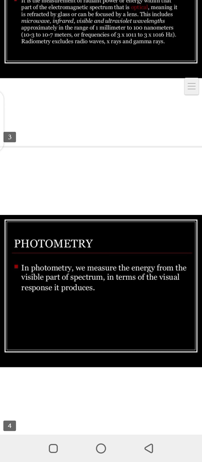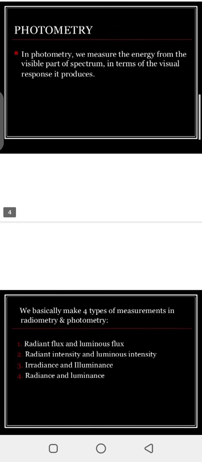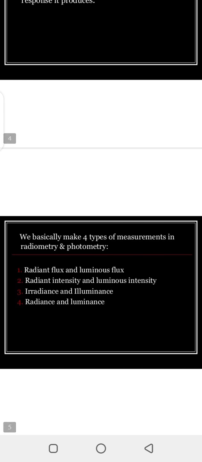Next, photometry. In photometry, we measure the energy from the visible part of the spectrum in terms of the visual response it produces. Next, we basically make four types of measurement in radiometry and photometry.